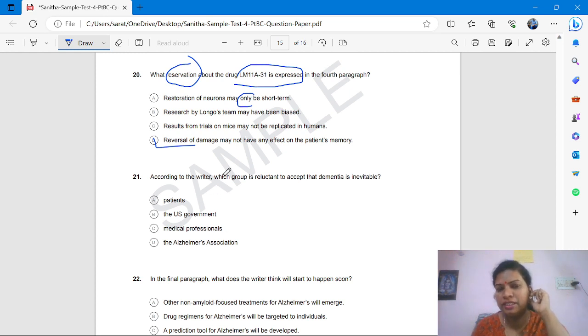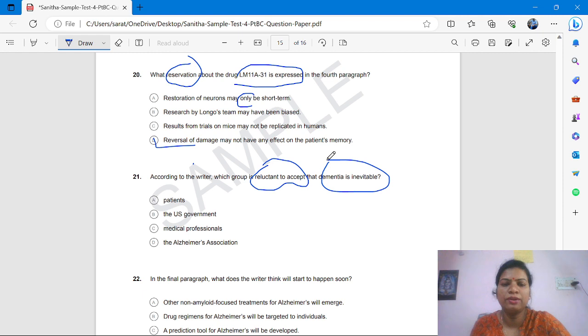According to the writer, which group is reluctant to accept that dementia is inevitable? We have to find out that answer. Is it patients? Is it the US government? We have to ask ourselves: medical professionals, the Alzheimer's disease. We have to find out which group is reluctant to accept that dementia is inevitable.